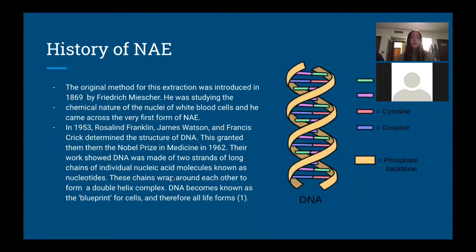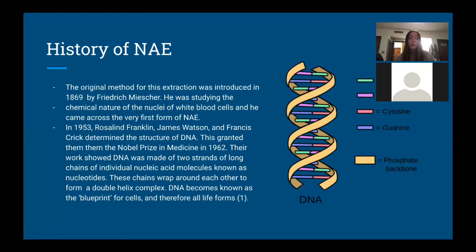So, the history of nucleic acid extraction. The original method for this extraction was introduced in 1869 by Friedrich Miescher. He was studying the chemical nature of the nuclei of white blood cells, and he came across the very first form of nucleic acid extraction. In 1953, Rosalind Franklin, James Watson, and Francis Crick determined the structure of DNA, and this discovery granted them the Nobel Prize in Medicine in 1962.